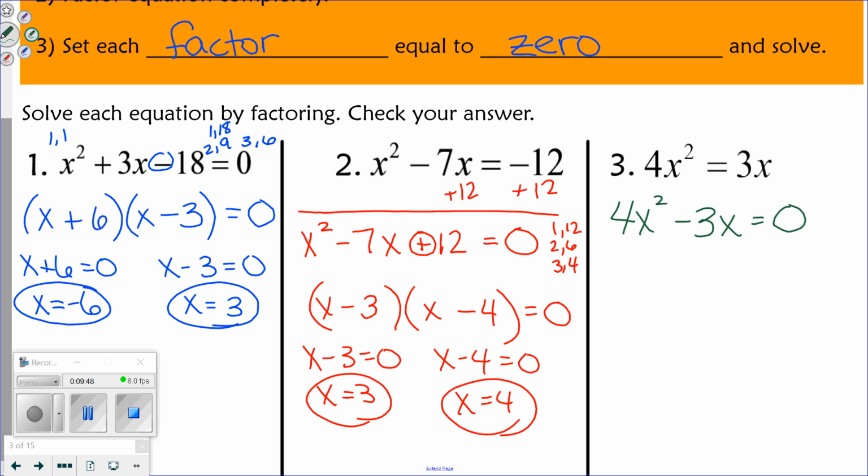Okay. All right, then we're supposed to factor. Is there a GCF? Don't forget to look at your variables. Yeah, there's an x in there. Okay, so if I take out an x, what do we have left? 4x minus 3. Does that factor further?